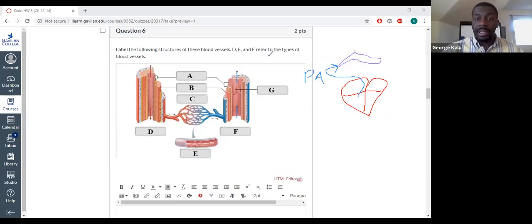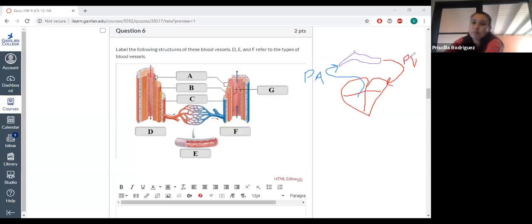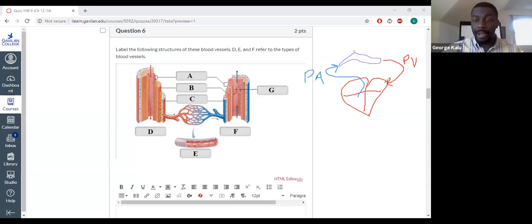Now, when the blood reaches the lungs, it's going to get oxygenated. And so now we're going to be returning back to the left atrium through the pulmonary veins. So pulmonary veins will always carry oxygenated blood from the lungs back to the heart. Follow me so far?